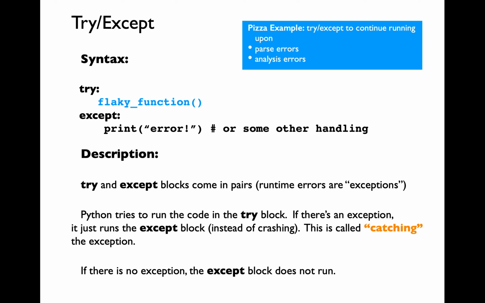So if your code doesn't have any problem at all, your except block will not run. If your try block is successful in running all the lines of code, then your except block is irrelevant. If you run into an error, then your except block will run and you'll display the error.